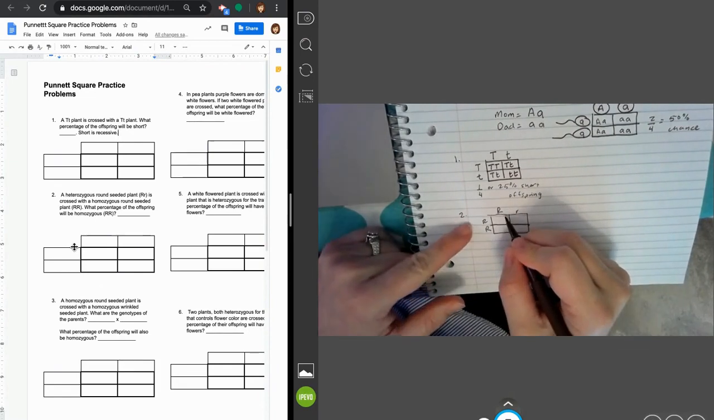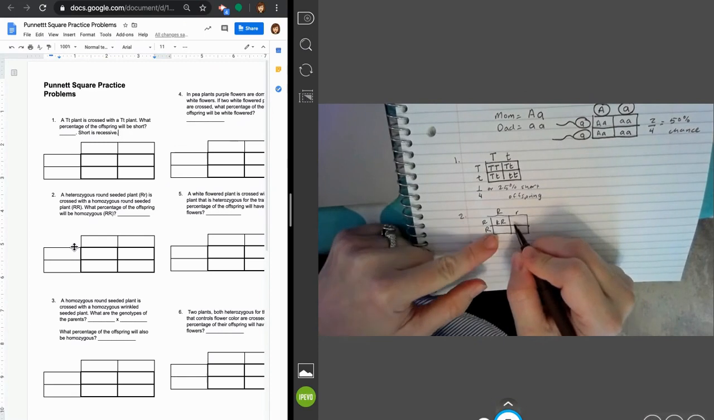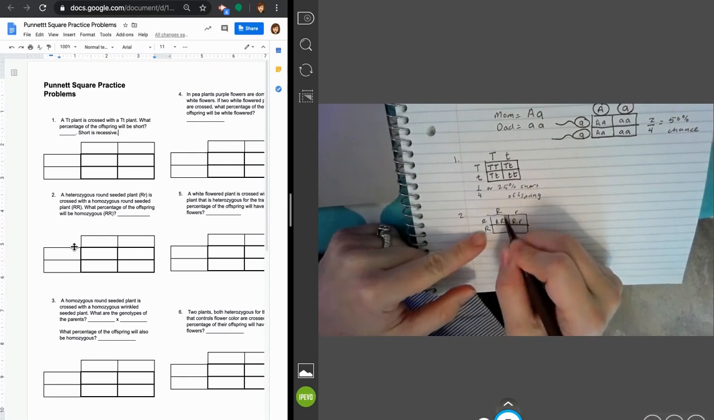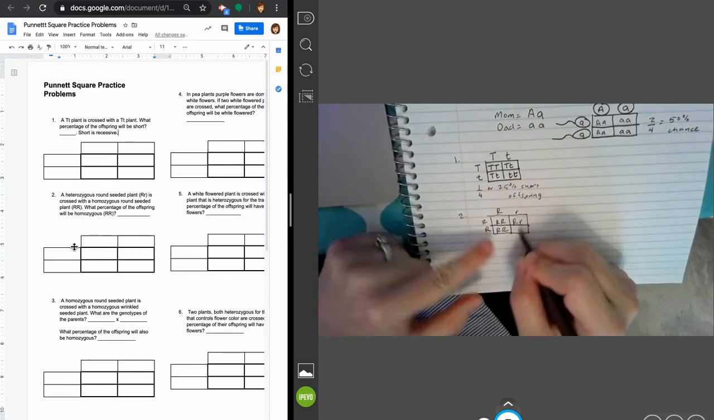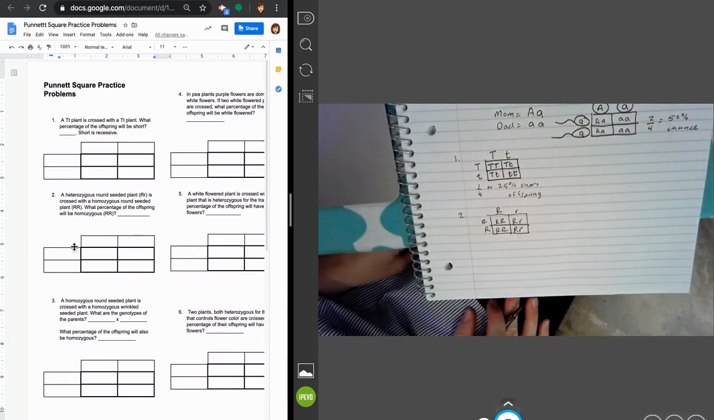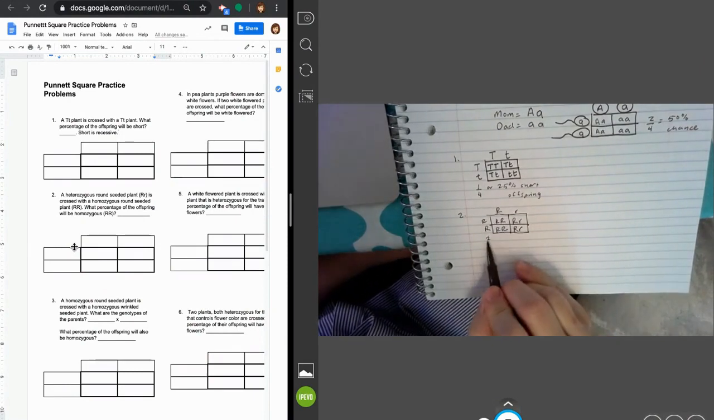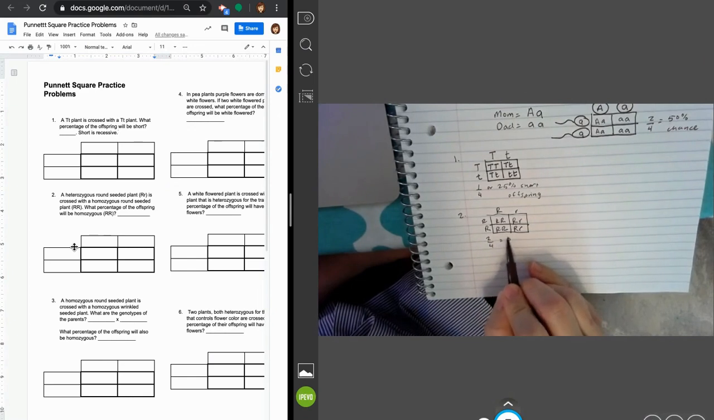What's on the side? What's on the top? Bring it together. Capital first. What's on the side? What's on the top? Side, top. Refer to my question. What percentage of the offspring will be homozygous dominant? 1, 2. 2 out of 4 equals 50%.